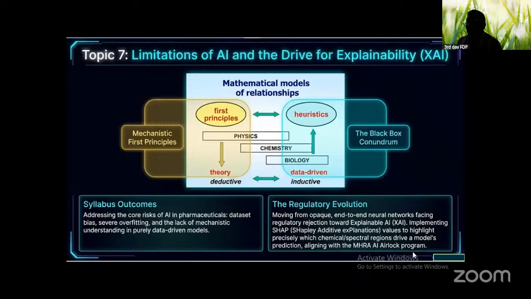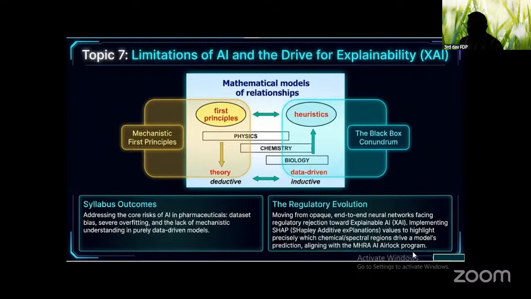Then coming to the limitations of AI and the drive for explainability, even though the artificial intelligence system has this much performance efficiency, presently it suffers from 9 limitations or drawbacks in its working condition that we are going to discuss in the next slides. The outcome is addressing the core risks of artificial intelligence in pharmaceuticals: dataset bias, severe overfitting, and the lack of mechanistic understanding in purely data-driven models.